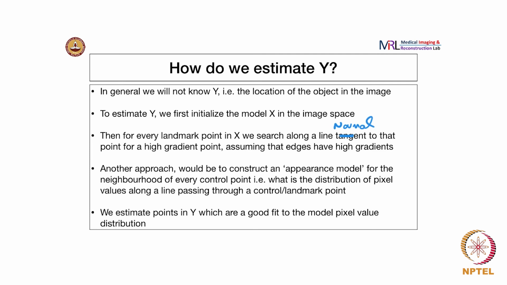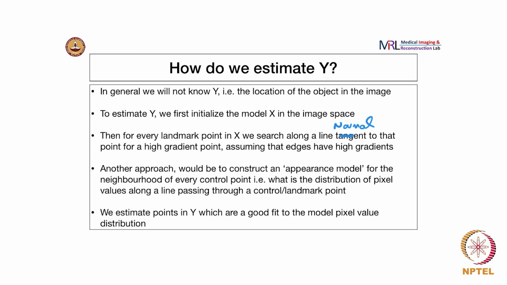There's an error in the way I wrote it, so please take that into account. So then for every landmark point, we search along a normal to that point for a high gradient point, assuming that the edges have high gradient. Okay, so we are once again back to using gradient, which is a bad thing you want to avoid, but there's no other good marker right now.